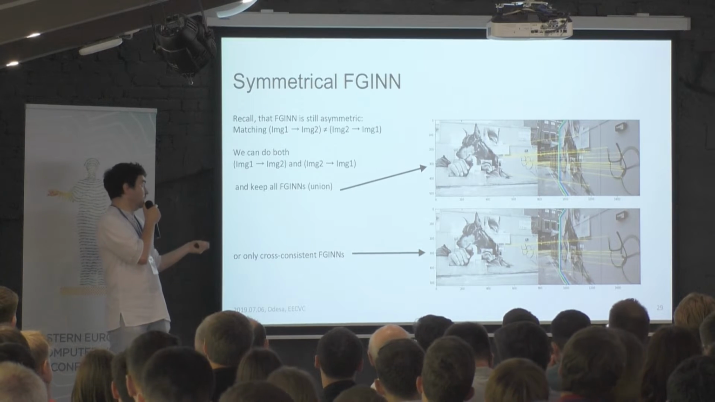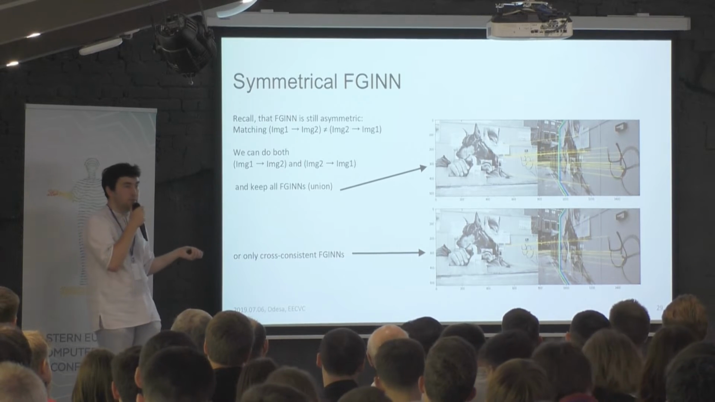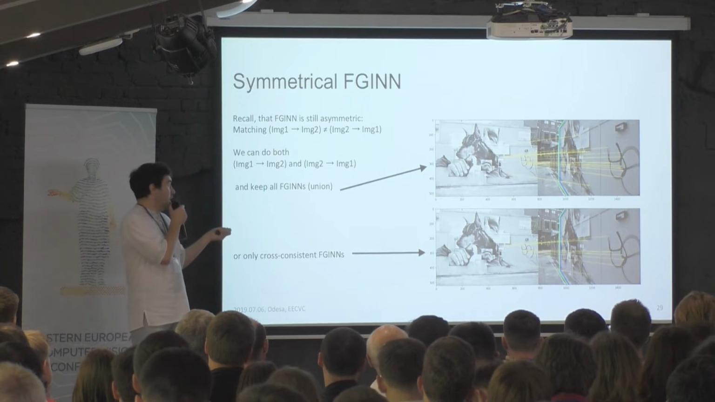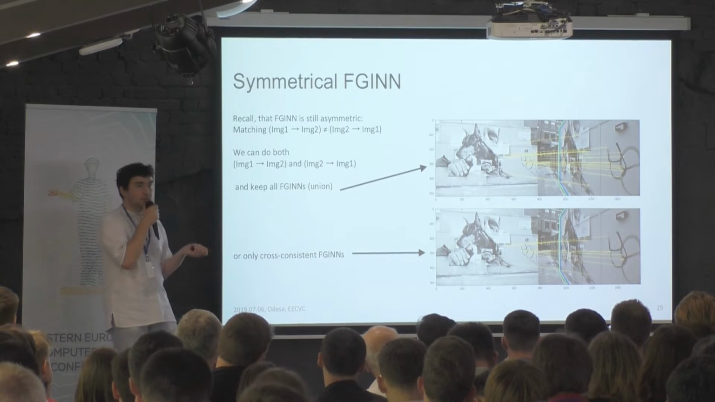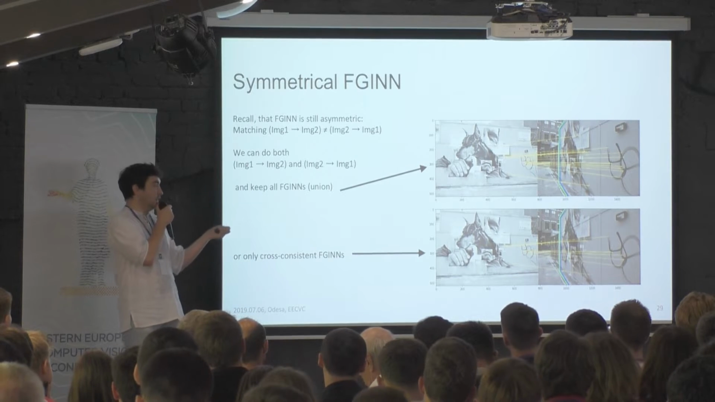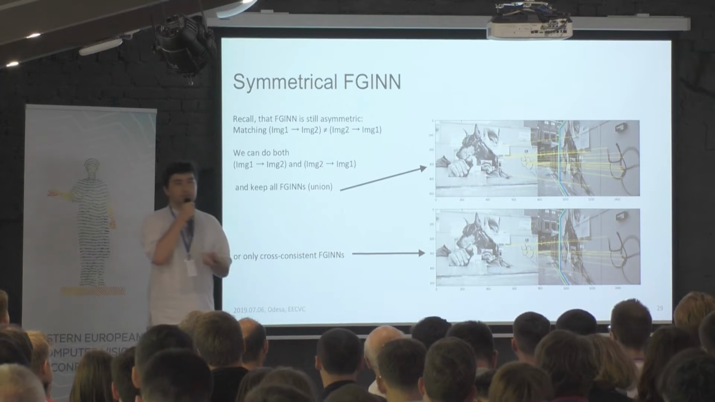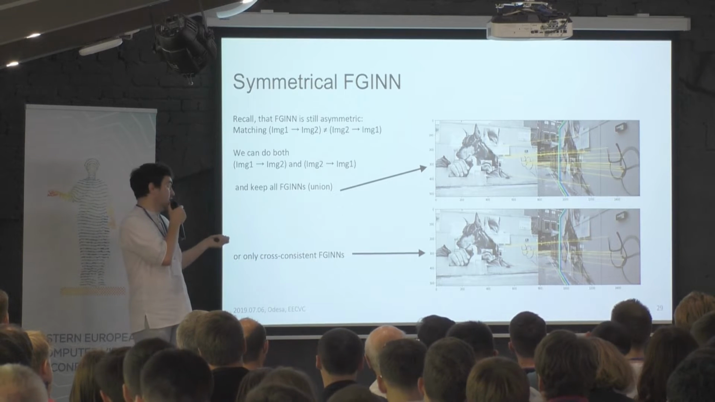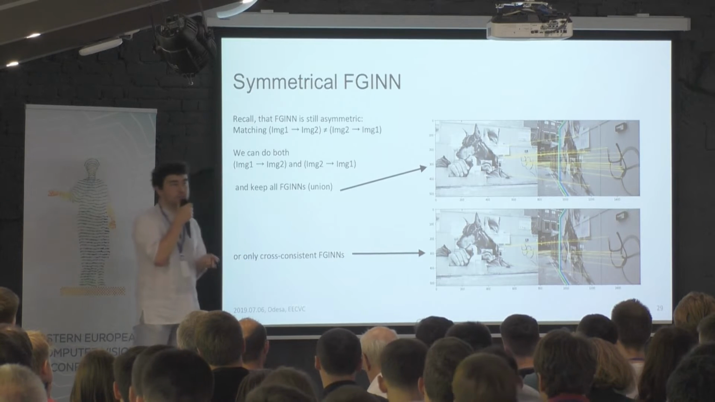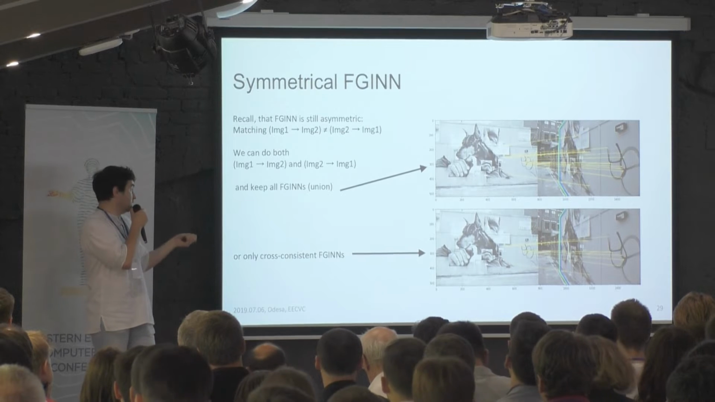If you have 1 million features here and 2 features there, you would have 1 million correspondences, kind of. So how can you make this symmetric? You do matching both ways, and then you somehow combine the outputs. If you need more correspondences, you just concatenate everything. If you need fewer but more precise, more reliable correspondences, you keep the cross-consistent ones.